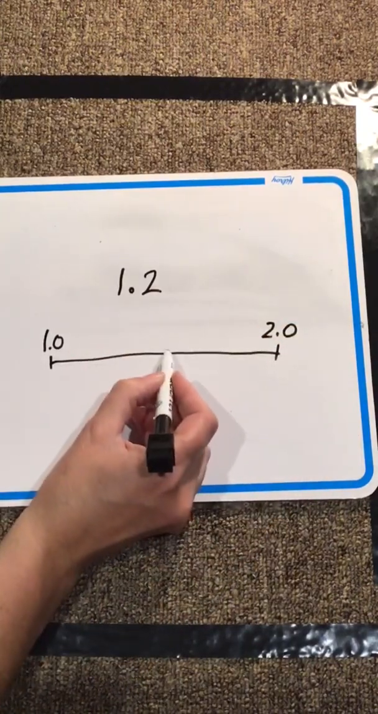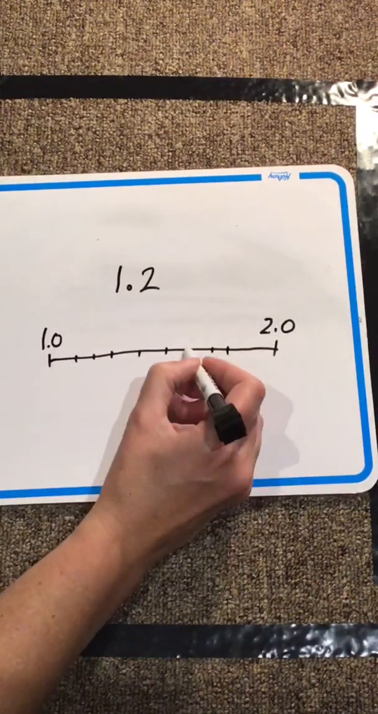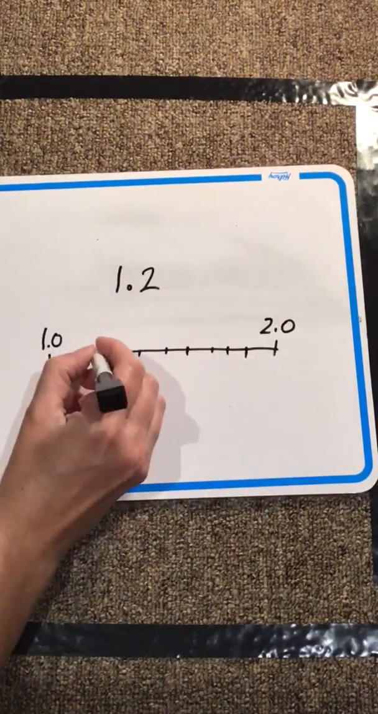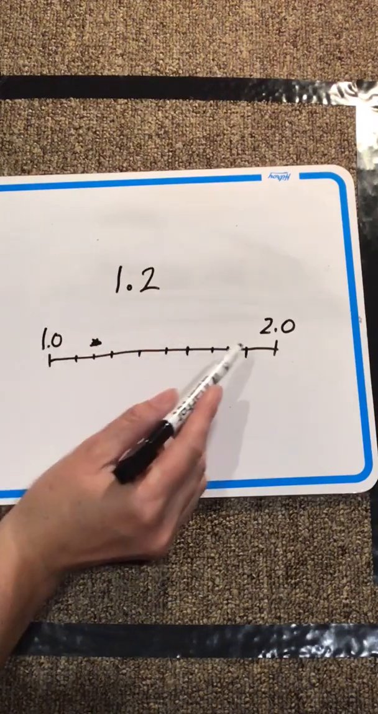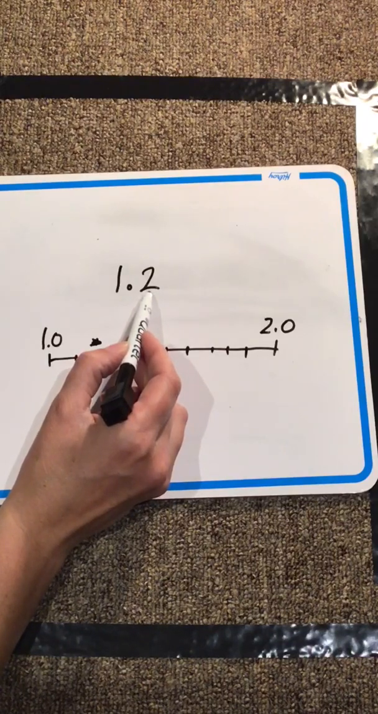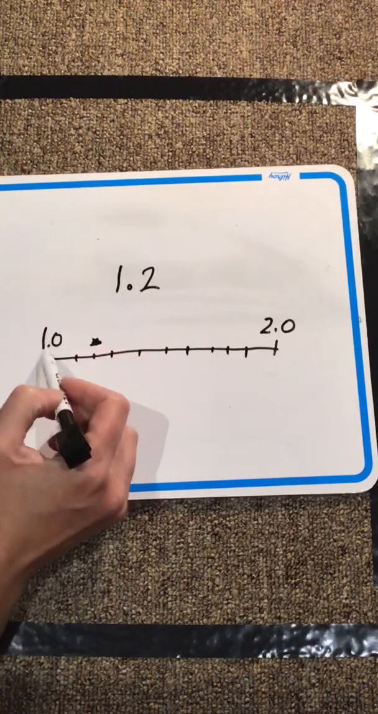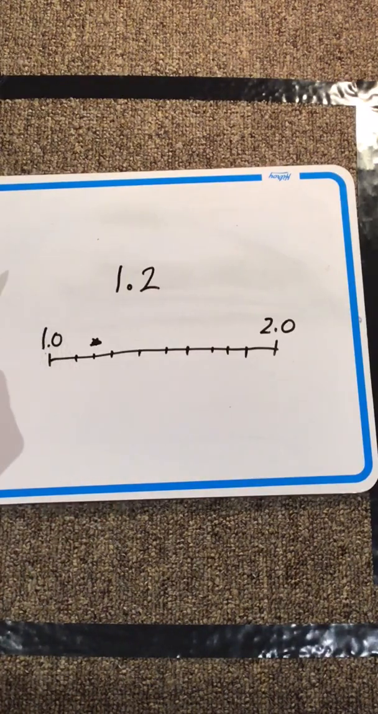You've got to figure out where on that number line 1.2 is. Here it would be here. Is it closer to 1.0 or is it closer to 2.0? Look, this number is 4 or less. That tells us we're going to round down, so it's going to be closest to 1.